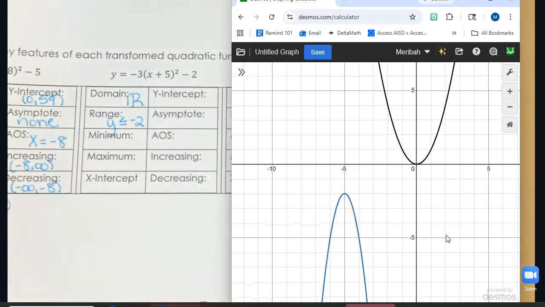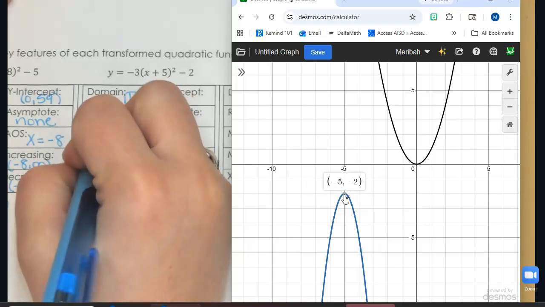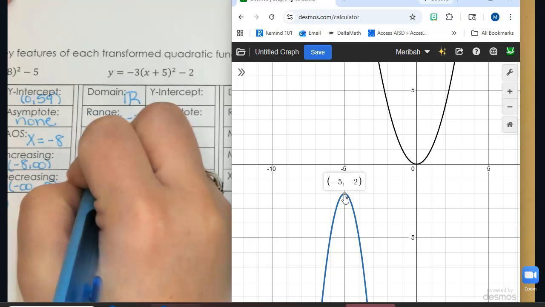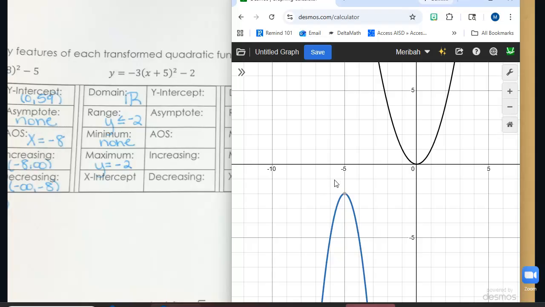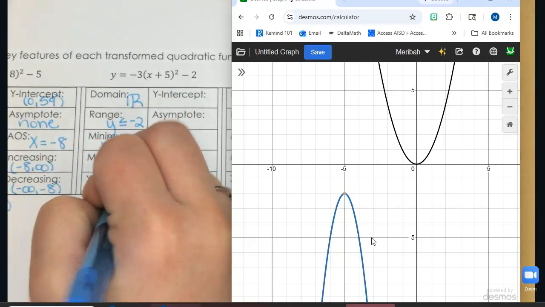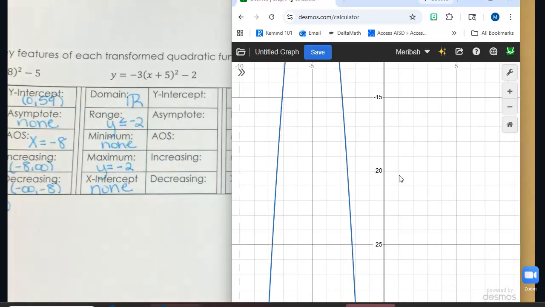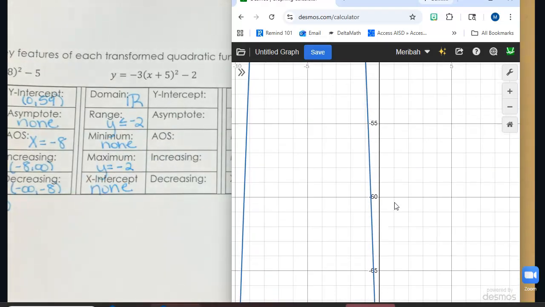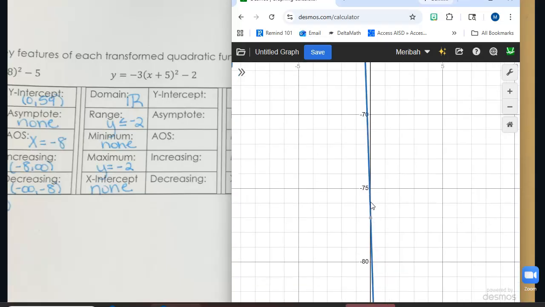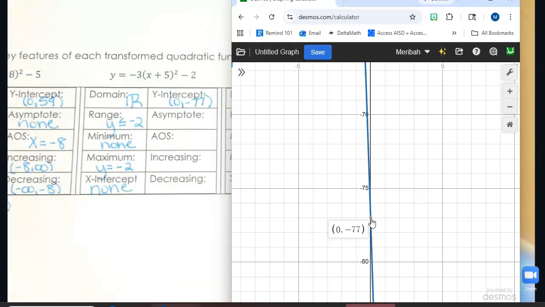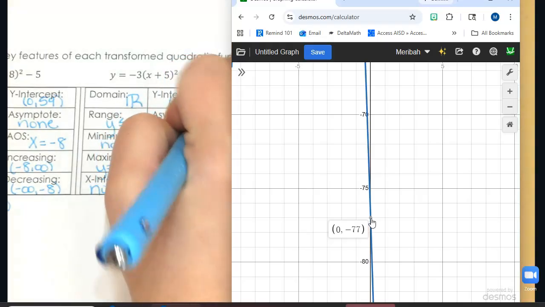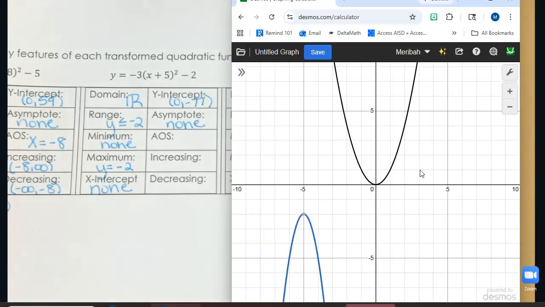And now this parabola is open upside down. So this vertex is no longer a minimum, but it is a maximum. So we don't have a minimum, and our maximum y value is now y equals -2. And then we are below the x-axis, and it's never going to flip back up. So we don't have any x-intercepts. I can go down to find my y-intercept, and it is going to be somewhere in here at (0, -77). Still no asymptote.